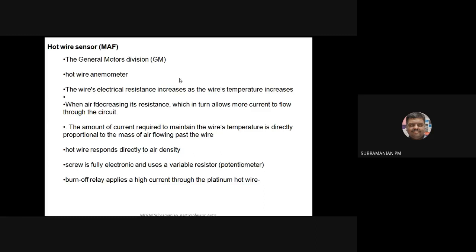So what is the basic principle? We will be using a wire. In the wire, what will happen when the temperature increases? The resistance increases. You remember this parameter, okay? I am going to explain this with the points in the slide as well. This is very, very important. This is the concept. The wire resistance will increase as the wire temperature increases. When temperature increases, my resistance also increases.